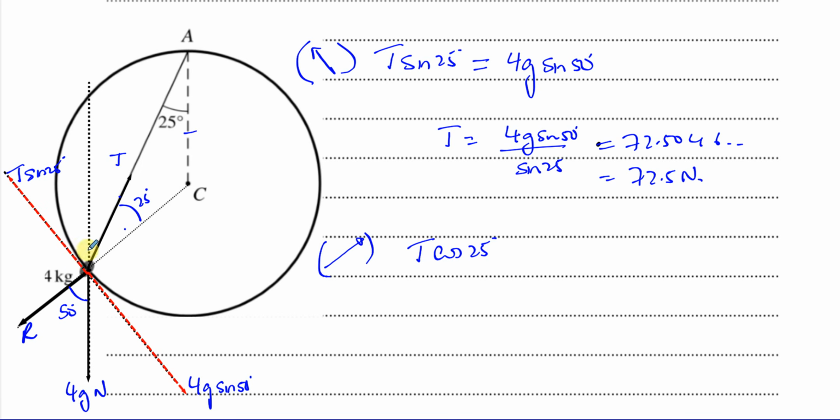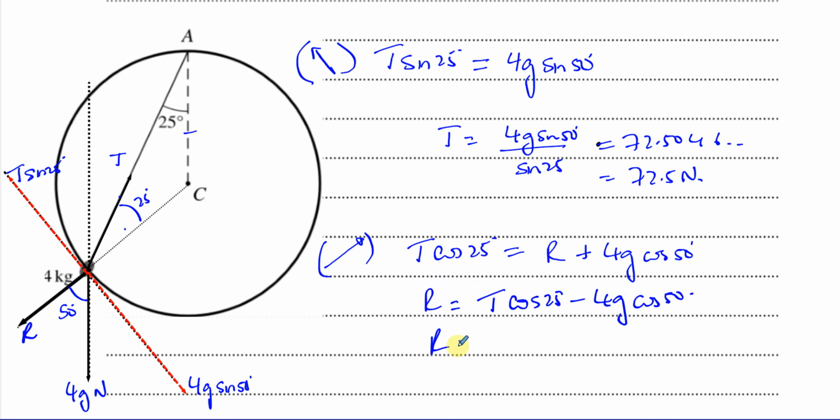And now the weight, you want to resolve it in that direction here. So you can see in this direction, you're going to have T cosine 25 equals R. R is actually in that same direction that we're resolving. But then you have to add to R the component of the weight in that direction, which is 4G times cosine of 50. So we can see from here, if we just rearrange it, R is going to be equal to T cosine 25 minus 4G cosine 50.